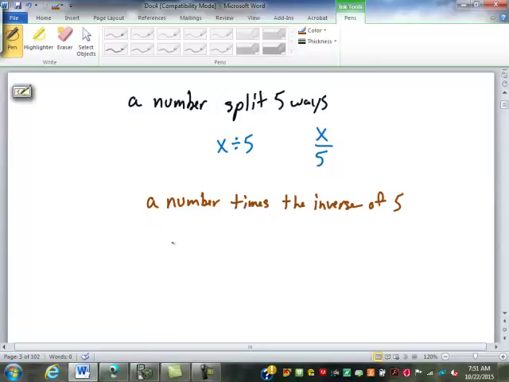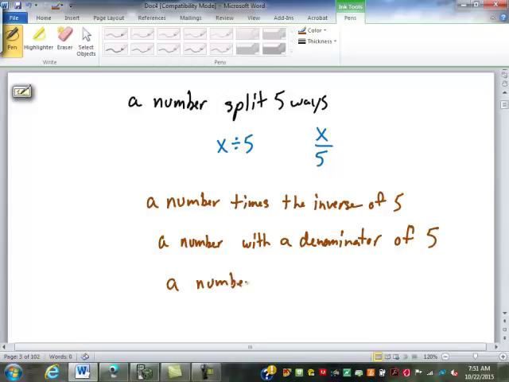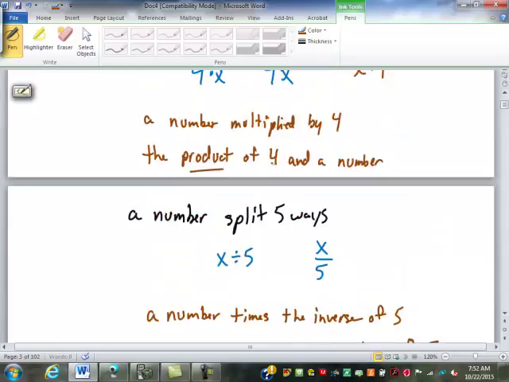Okay, you could say x over, with a denominator of 5, a number with a denominator of 5. Yeah, five under a number, or I might just say even a number over 5. Good for you. They are out there. A number divided by 5. That one was so obvious, you're probably looking past it.